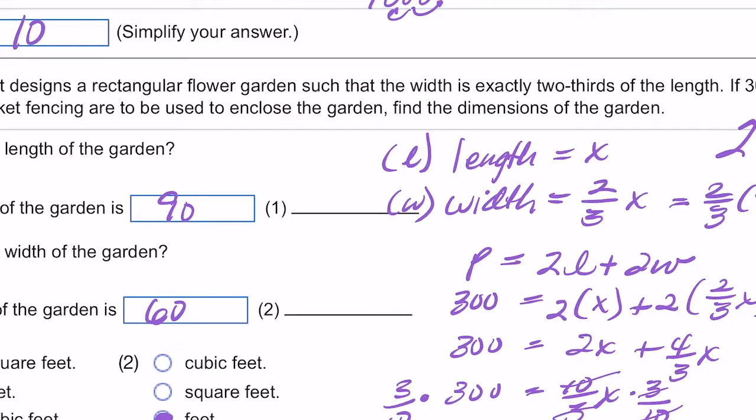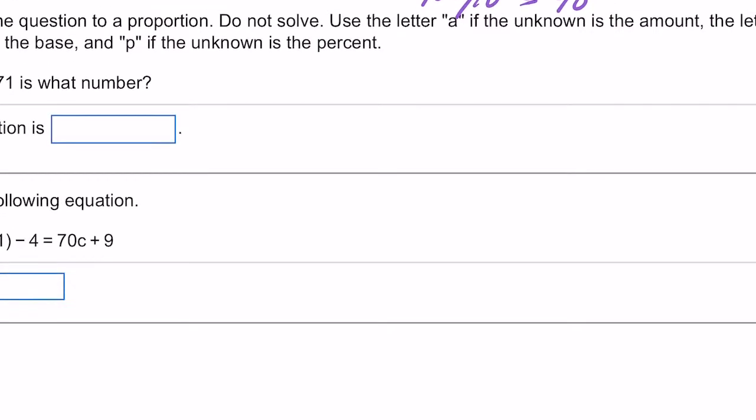For number 49, translate this question to a proportion and do not solve. So we're using A if the unknown is the amount, B if the unknown is the base, and P if the unknown is the percent. So here, if you'll remember, you have is over of equals percent over 100. So we have 3% of 71 is what number?